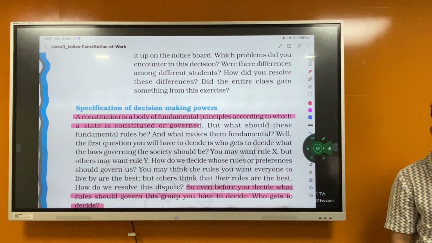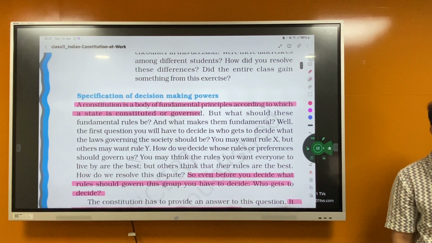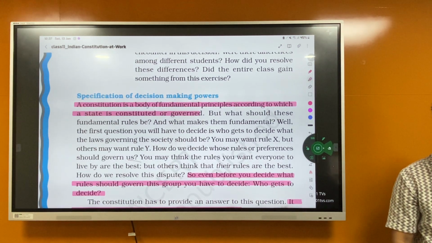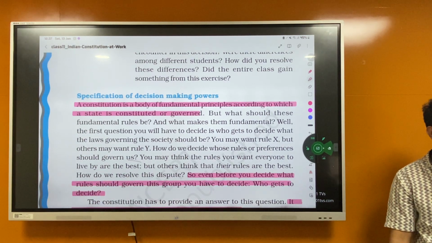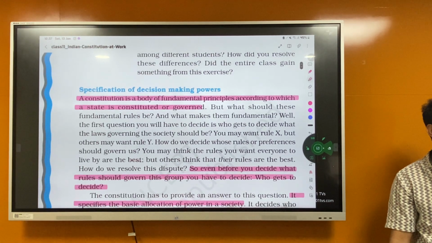Specification of decision-making powers. A constitution is a body of fundamental principles according to which a state is constituted or governed. But why should these fundamentals be, and what makes them fundamental? Okay, I'll read it. So it is about the specification of decision-making power. What are these rules? What makes them fundamental and why are they fundamental?